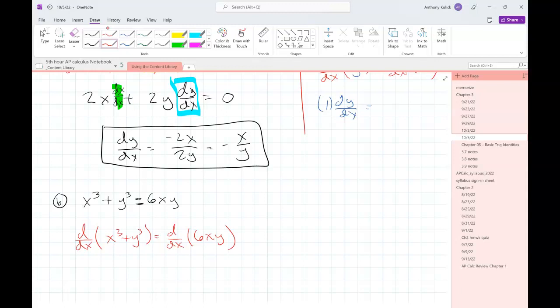The derivative of x cubed with respect to x is 3x squared. And the derivative of y cubed with respect to x is 3y squared times the derivative of y with respect to x, so 3y squared dy dx. And then how do I take the derivative of 6xy?